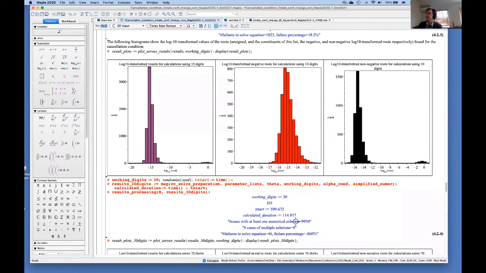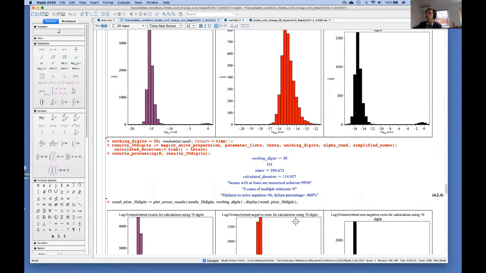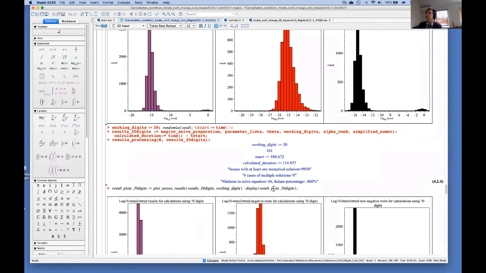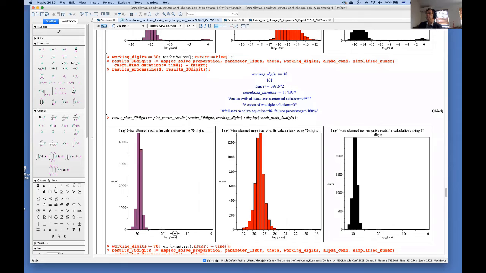We might talk about that another time. So then you can repeat this process by saying, well, let's look at more digits. Now we have very few failures of fsolve to return anything. And we get now that for 30 working digits, our roots tend to be, again, clustered close to around the value of the digit. So 10 to the minus 30 in general.